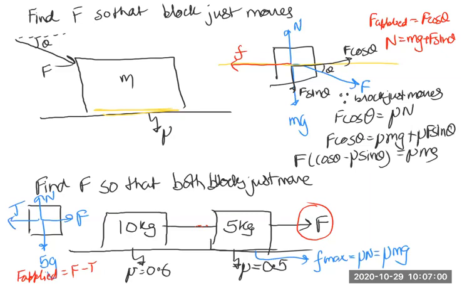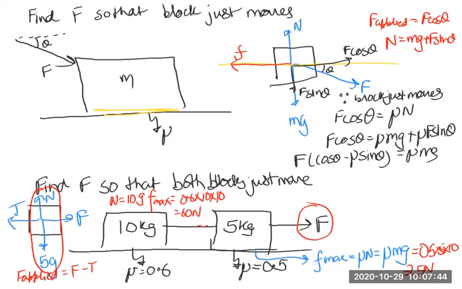So the value of N is 5g. So F max must be equal to mu mg, which is 0.5 into 5 into 10, which is equal to 25. If I draw the FBD of the 10 kg block, again N will be equal to mg. So F max will be equal to mu mg, which is 0.6 into 10 into 10, which is equal to 60 Newton.